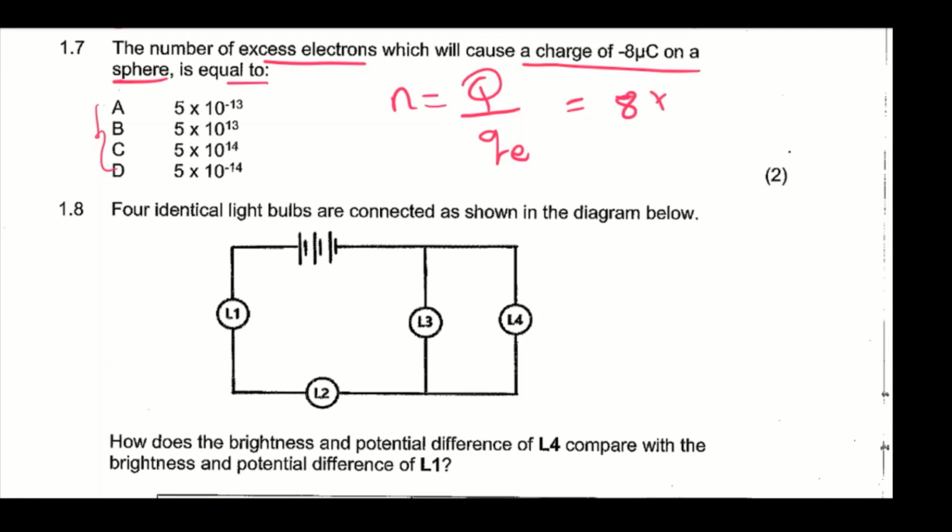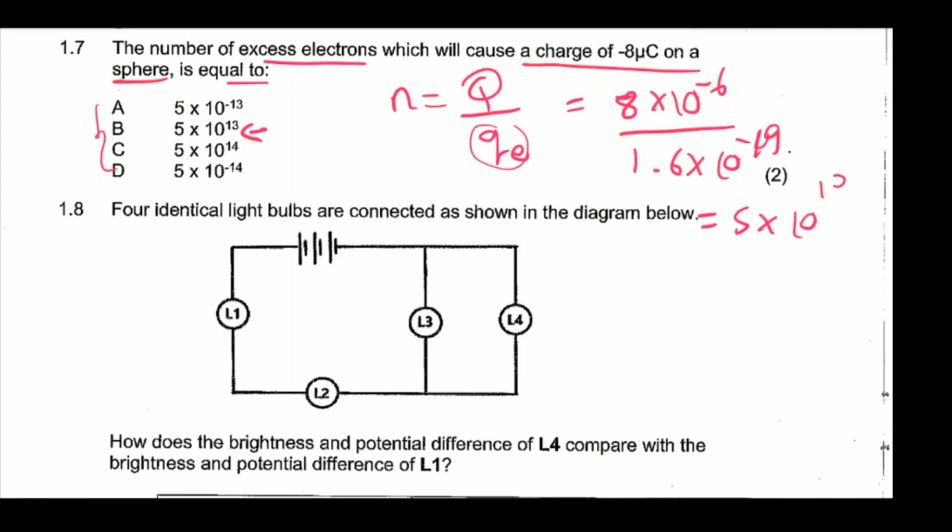I'm just going to write 8 times 10 to the power of -6 because it's micro, divide by the charge of an electron, right? Which is 1.6 times 10 to the power of -19, right? So the answer, you just punch this in the calculator and see what you find, but you'll definitely find this answer here, which is 5 times 10 to the power of 13. Right, so these are the number of excess electrons, 5 times 10 to the power of 13. So the right answer here is B.